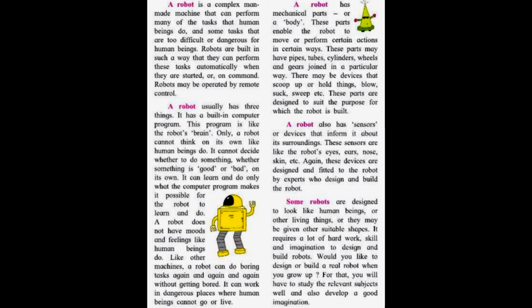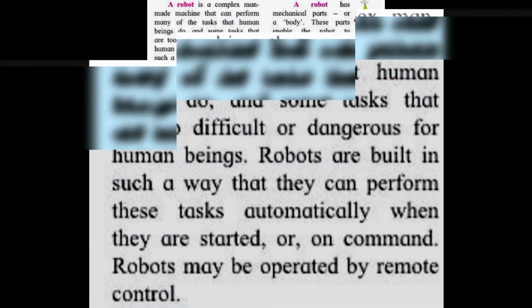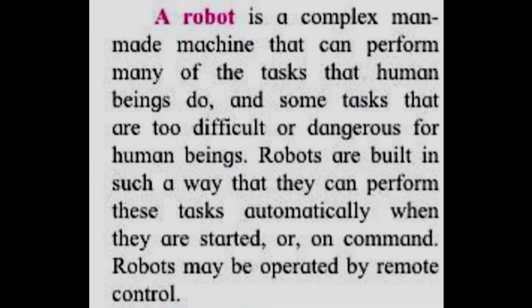Lesson number 31, Robotics. A robot is a complex man-made machine that can perform many of the tasks that human beings do, and some tasks that are too difficult or dangerous for human beings. Robots are built in such a way that they can perform these tasks automatically when they are started or on command. Robots may be operated by remote control.